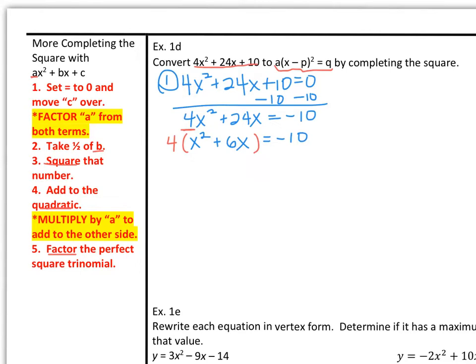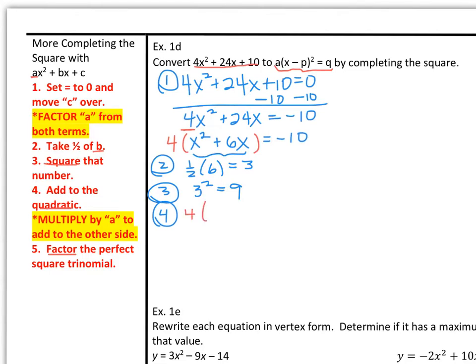Now on the inside, we have x squared plus 6x. Step 2 then, we'll take half of 6, our new b value, which is 3. Step 3, we'll square that, and we get 9. Step 4, we add 9 to the inside of that quadratic. That will make it a perfect trinomial square.